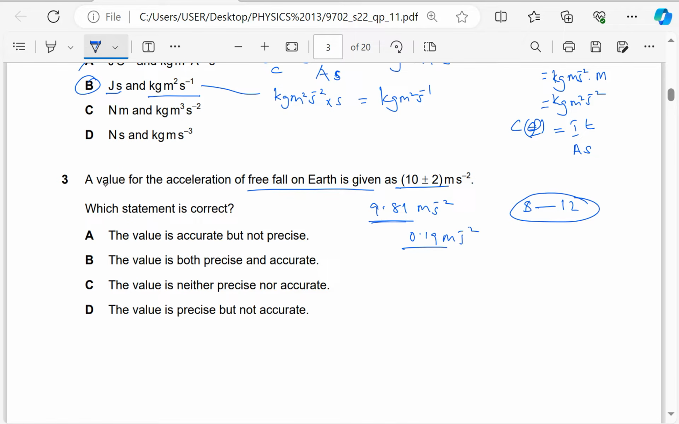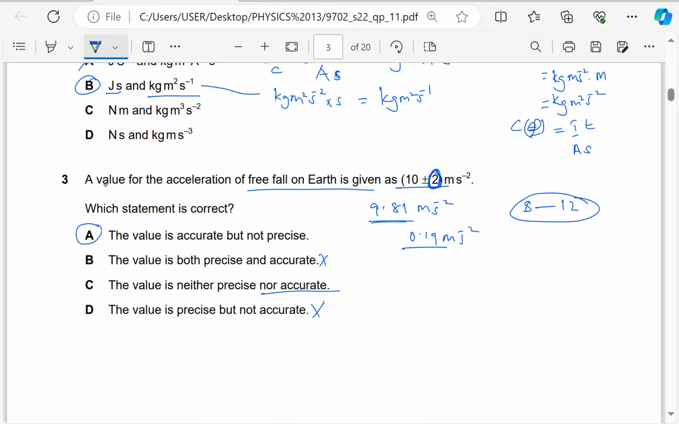So the value is accurate because it's very close to 9.81, but we cannot say it is precise because even when you look at this area here, it is a very big range. So we can say the value is accurate but not precise. The value is both precise and accurate. That is not true. The value is neither precise, it's accurate because it is close to 9.81. The value is precise but not accurate. It's accurate. So the reason as to why I'm saying it is accurate, it is close to 9.81.